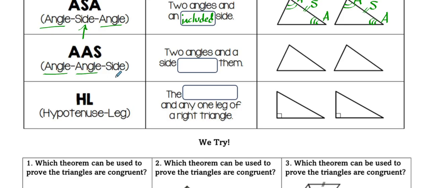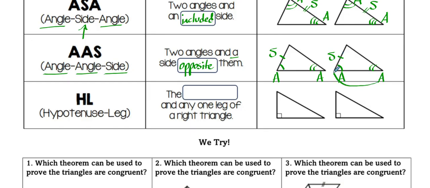AAS is angle, angle, side. So we have an angle, and then a side that's not sandwiched in between them. We could say that's a non-included side, or maybe a side that's opposite them. So any two angles, let's pick this one and this one. And we're using one of the two sides. It's either of the sides, a side that's opposite them. So really pick either one. I'm just going to pick that one. So that's an angle, angle, and a side.